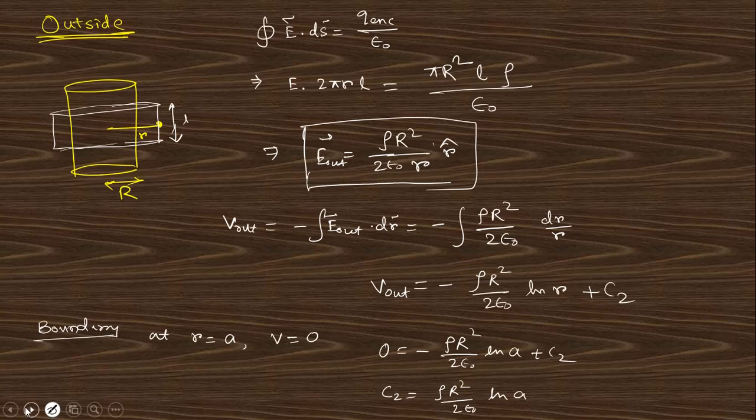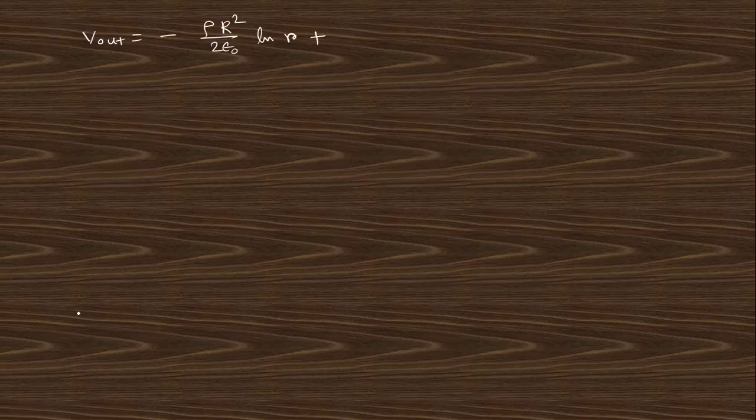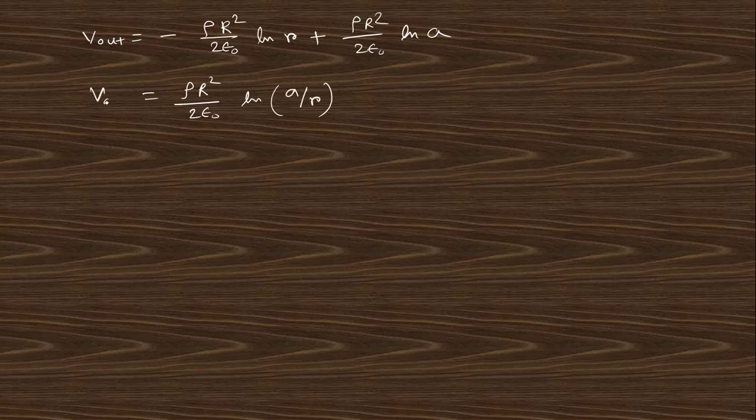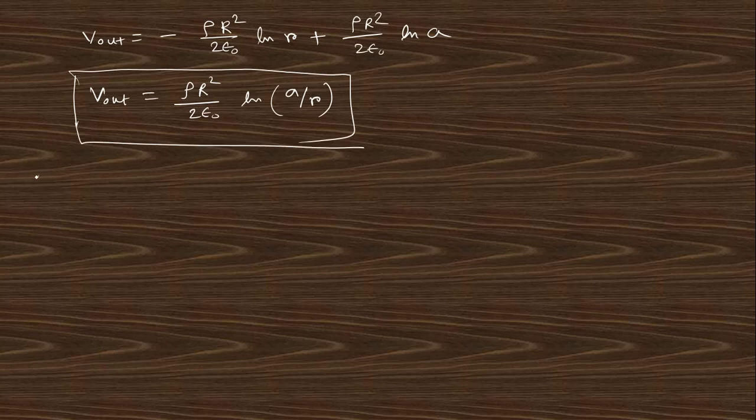that is minus rho R square by 2 epsilon naught ln r plus c2. c2 is nothing but rho R square by 2 epsilon naught ln a. So in combined we can write rho R square by 2 epsilon naught ln a by r. This is the output voltage. Clear? Using the condition that at r equals to capital R, V in is equal to V out.